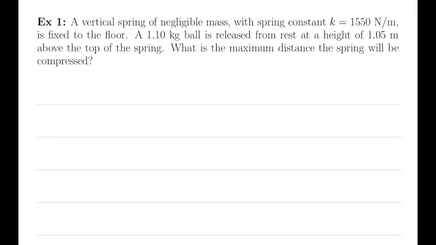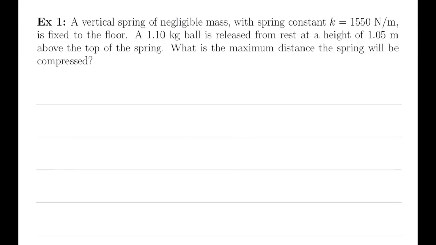A vertical spring of negligible mass with spring constant K equals 1,550 newtons per meter is fixed to the floor. A 1.10 kilogram ball is released from rest at a height of 1.05 meters above the top of the spring. What is the maximum distance the spring will be compressed?